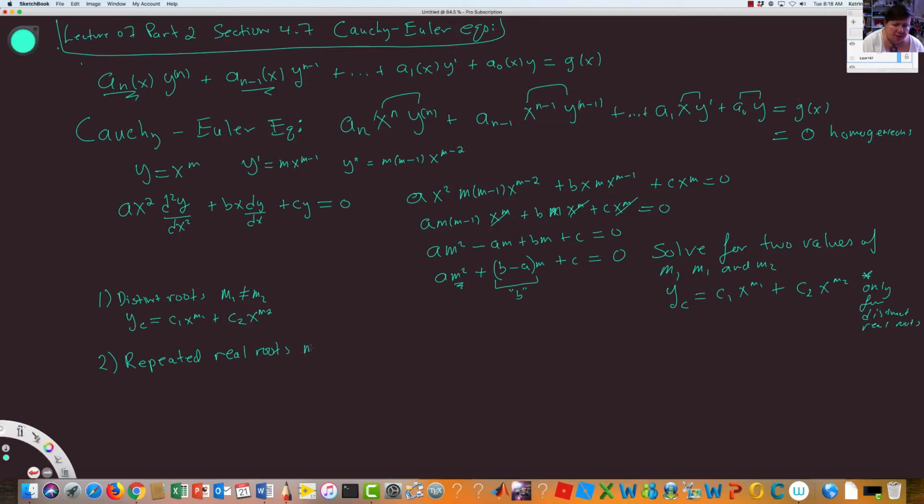In this case, you have m1 equal to m2, right? So in that case, you certainly can have y1 is equal to x to the m1, but then you have to get a second linearly independent solution, and we know how to do that. Note that m1 is going to be minus b over 2a, so it's minus b minus a over 2a, right? So that's what m1 is.